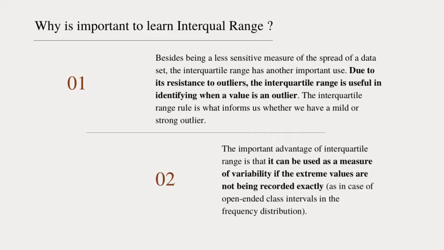Next, why is it important to learn the interquartile range? The first one: besides being a less sensitive measure of the spread of a dataset, the interquartile range has another important use. Due to its resistance to outliers, the interquartile range is useful in identifying when a value is an outlier. The interquartile range rule is what informs us whether we have a mild or strong outlier. The second one: an important advantage of the interquartile range is that it can be used as a measure of variability if the extreme values are not being recorded exactly.